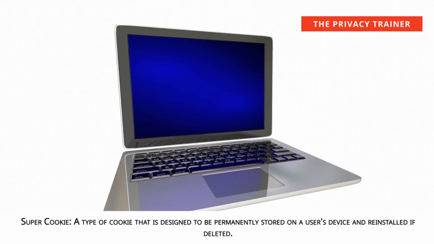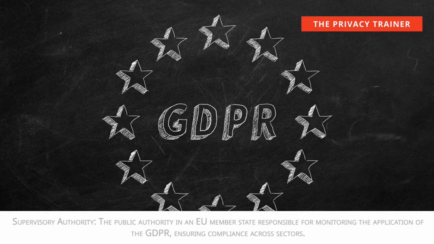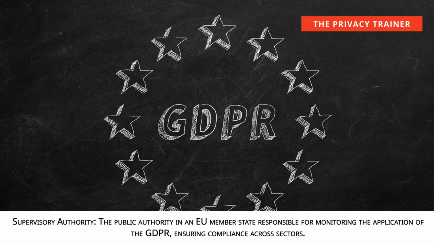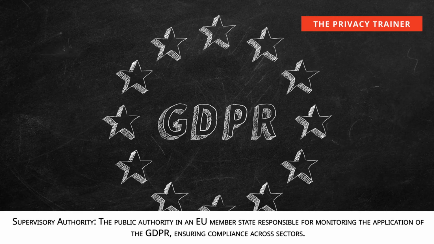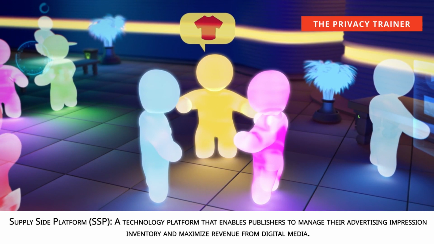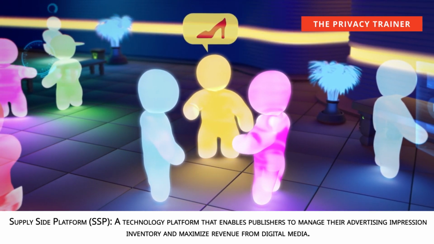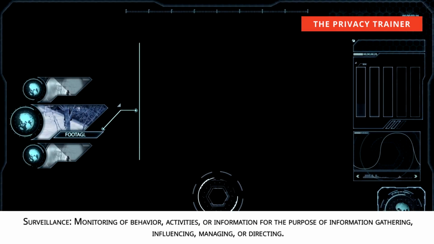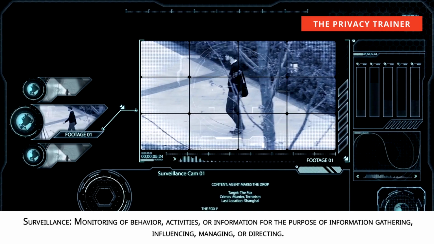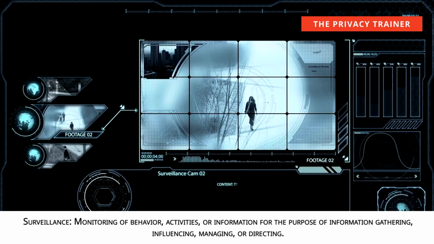Supercookie. A type of cookie that is designed to be permanently stored on a user's device and reinstalled if deleted. Supervisory authority. The public authority in an EU member state responsible for monitoring the application of the GDPR, ensuring compliance across sectors. Supply-side platform, SSP. A technology platform that enables publishers to manage their advertising impression inventory and maximize revenue from digital media. Surveillance. Monitoring of behavior, activities, or information for the purpose of information gathering, influencing, managing, or directing.